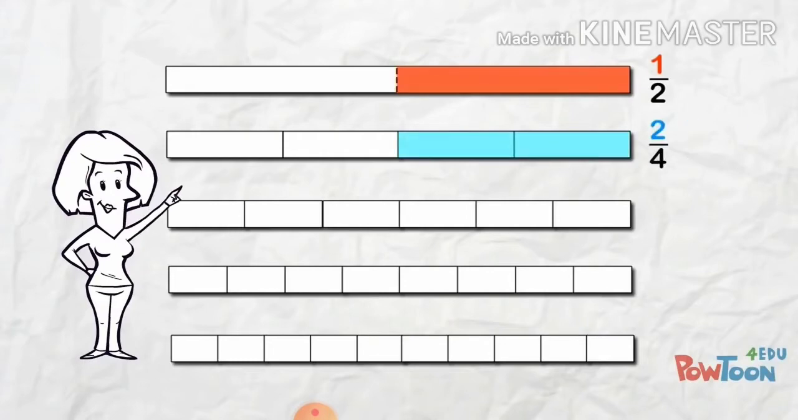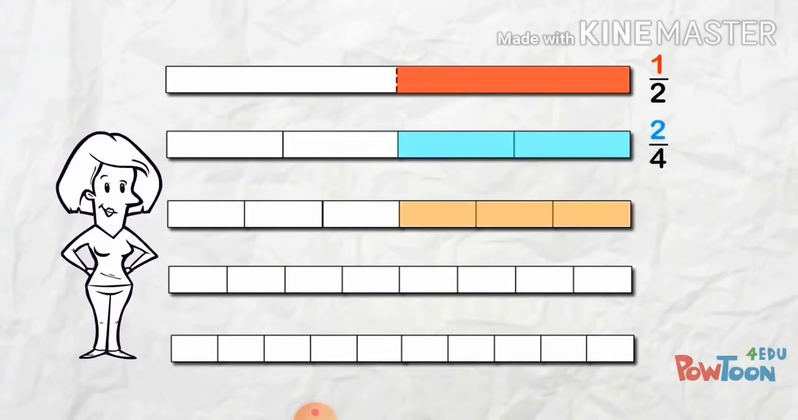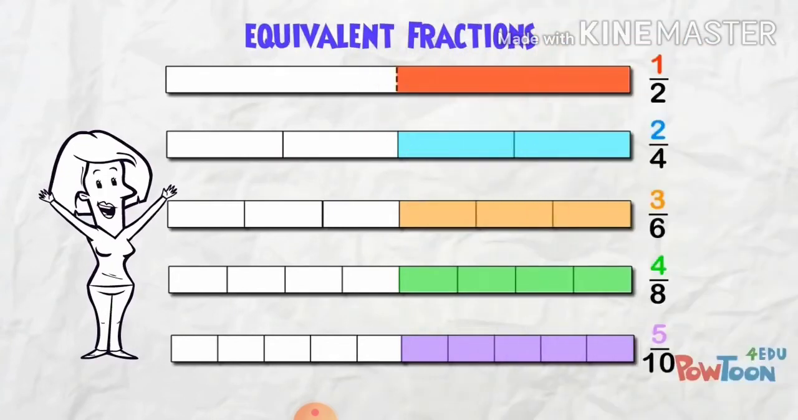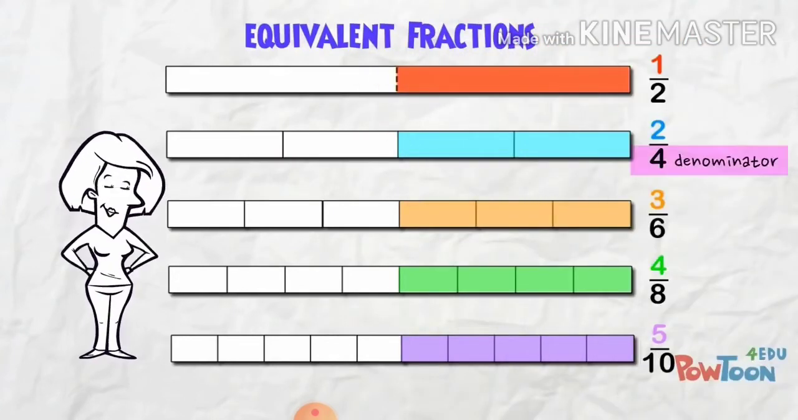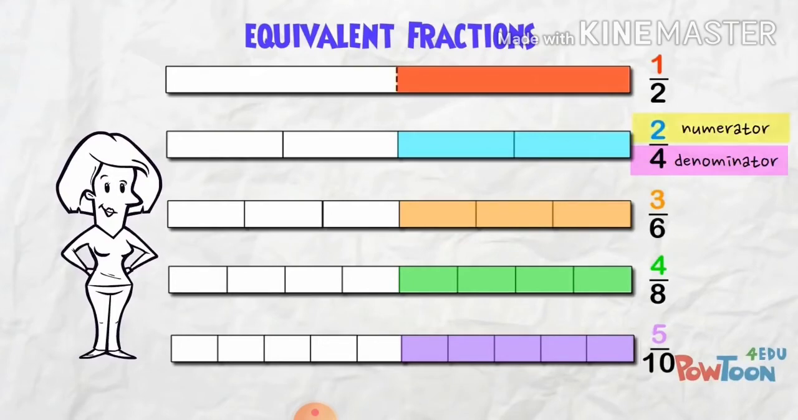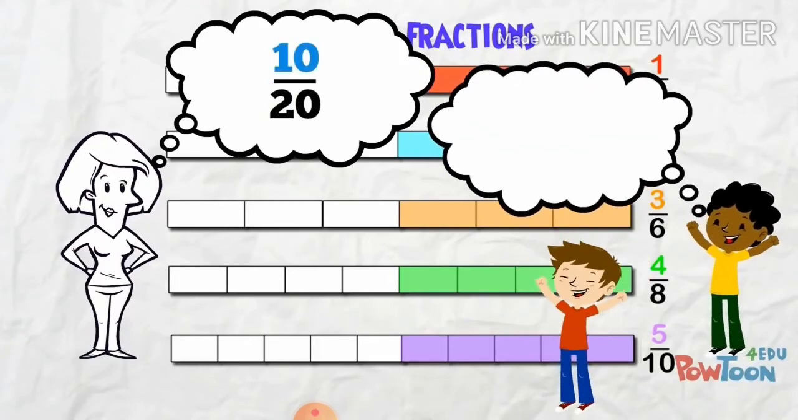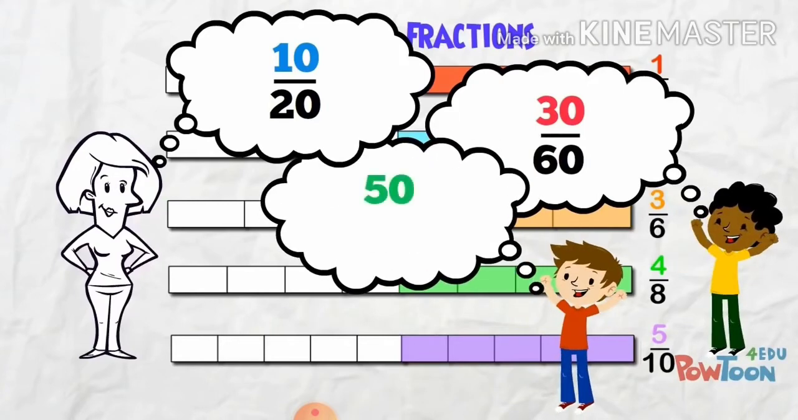And that's two parts out of four, and three parts out of six, four parts out of eight, and five parts out of 10. You can see these are all equivalent fractions. Notice that the denominator is 2 times its numerator for all these equivalent fractions of 1/2. And you could easily think of some more like this without using fraction strips. 10 over 20, 30 over 60, 50 over 100.